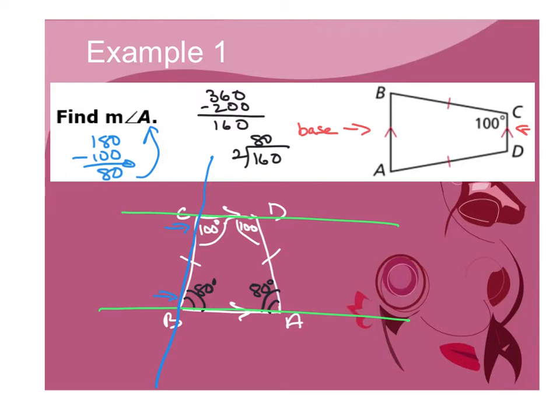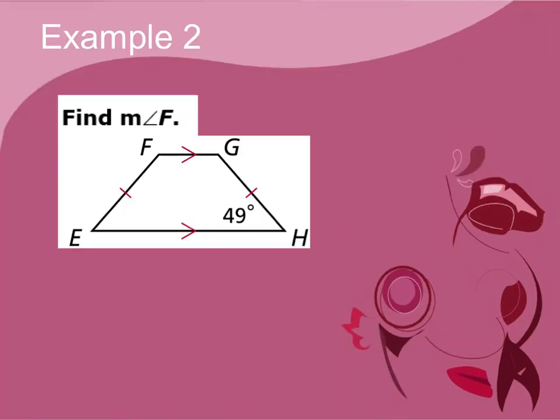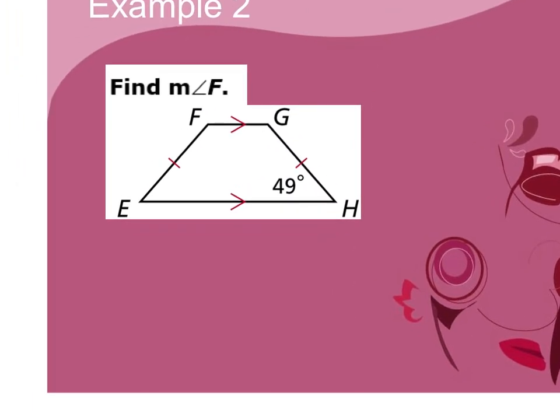Again, remember, they don't always have the picture sitting on its base. Look for those parallel marks. Those indicate that those are your bases. Let's try the next one. It is sitting on its base. Notice the parallel sides. Notice I also have congruency marks here, indicating that this is an isosceles trapezoid. So in addition to angle H being 49, I also know angle E is 49.